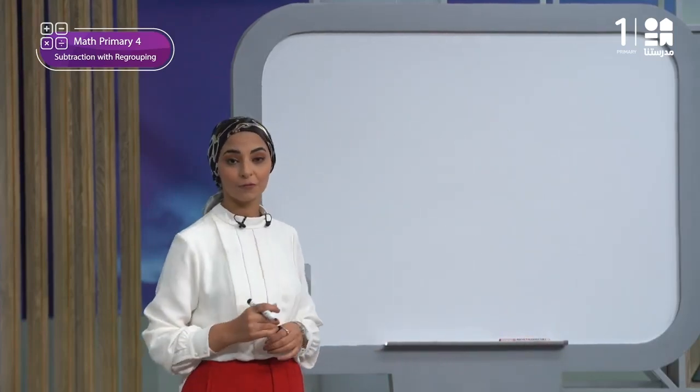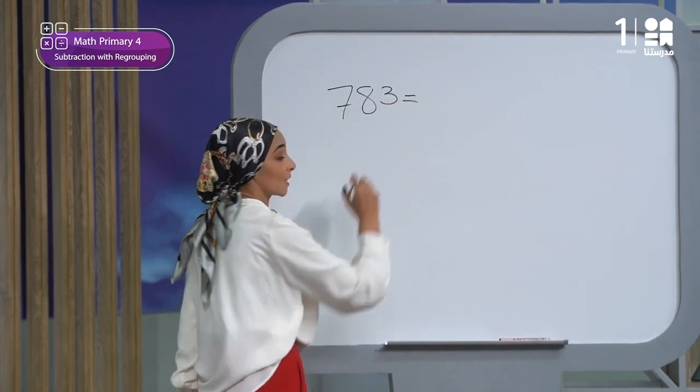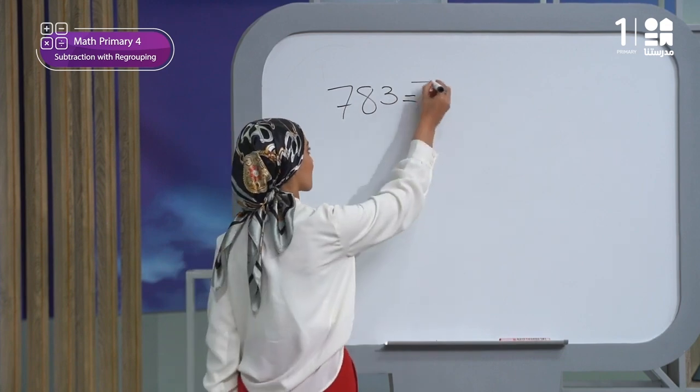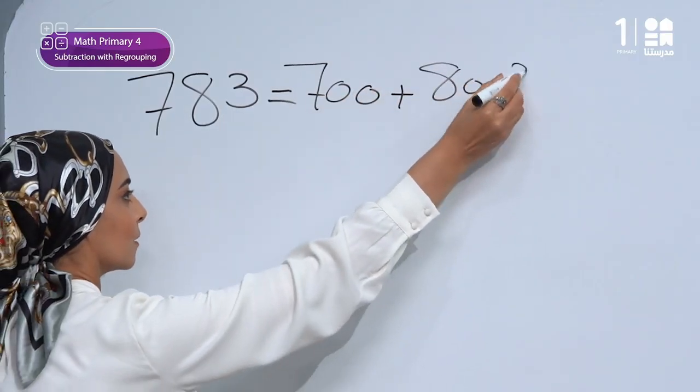Here I have two examples. I want to write them in expanded form. The first one, 783. How can I write it in expanded form? I will write 700 plus 80 plus 3.